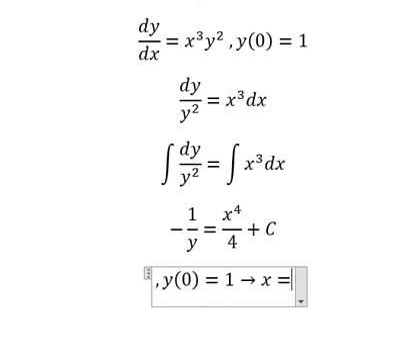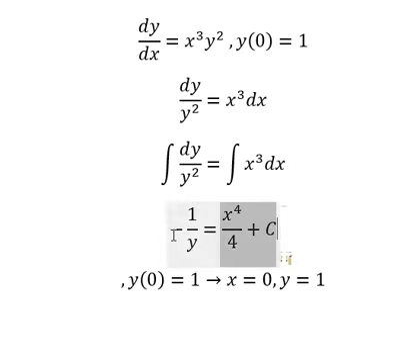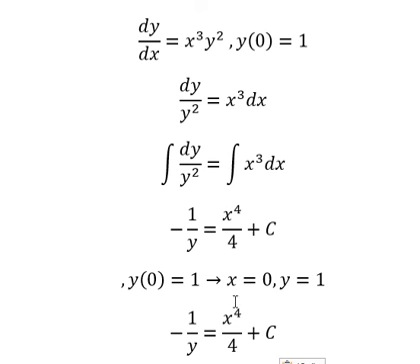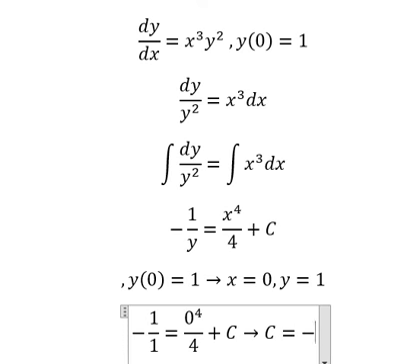That means when x equals 0, y equals 1. So we put 0 here, 1 here to find the value of c. So we simplify it and we have c equals negative 1.